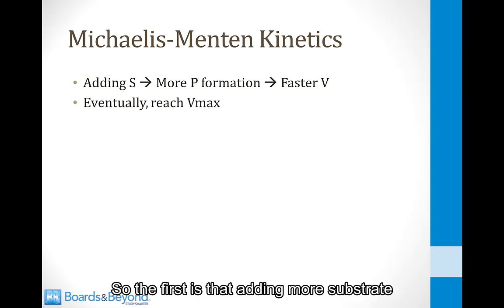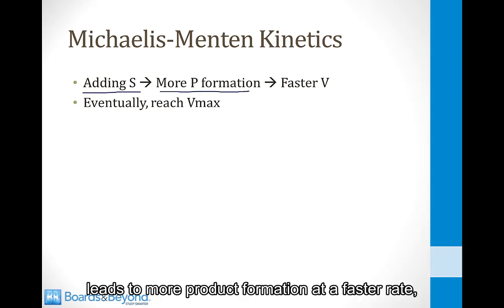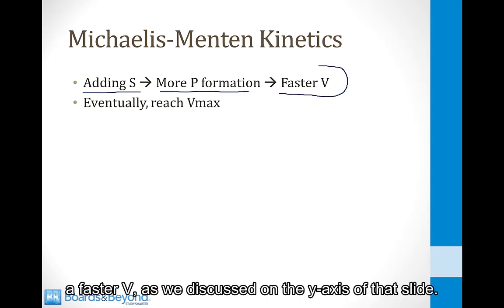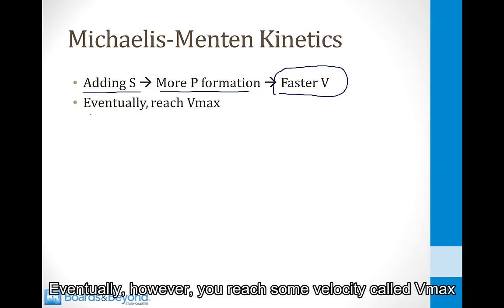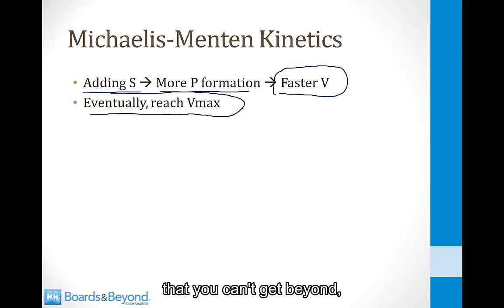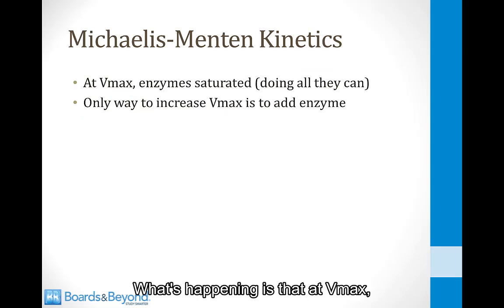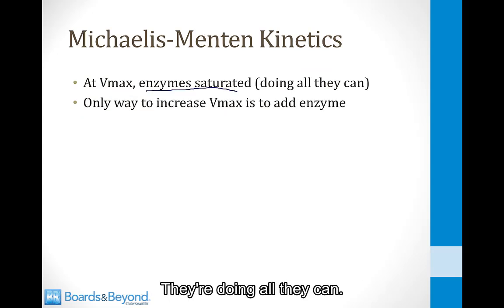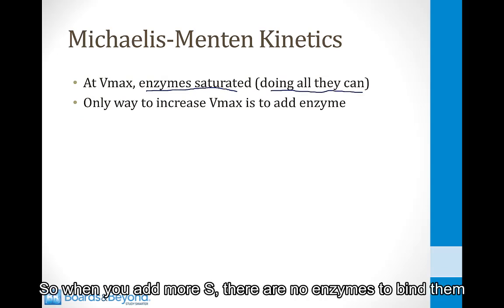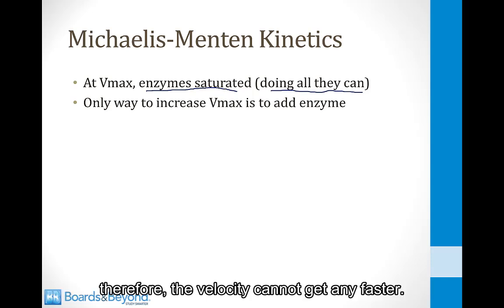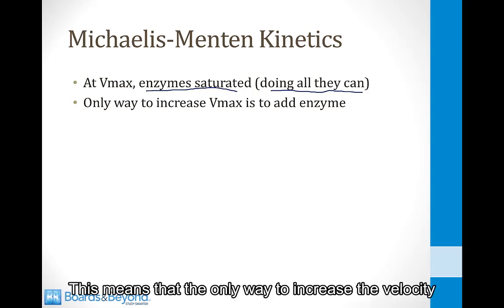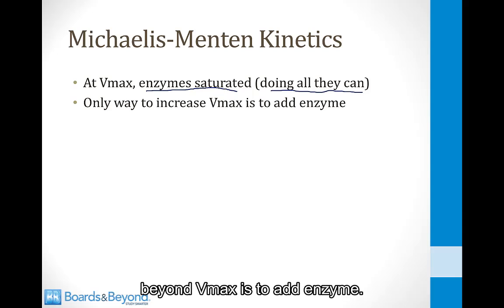The first is that adding more substrate leads to more product formation at a faster rate, a faster V, as we discussed on the y-axis of that slide. Eventually, however, you reach some velocity called Vmax that you can't get beyond no matter how much substrate you add. What's happening is that at Vmax, the enzymes are completely saturated. They're doing all they can. So when you add more S, there are no enzymes to bind them and form more product P. Therefore, the velocity cannot get any faster. This means that the only way to increase the velocity beyond Vmax is to add enzyme.